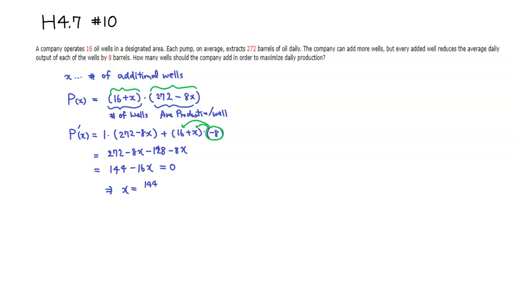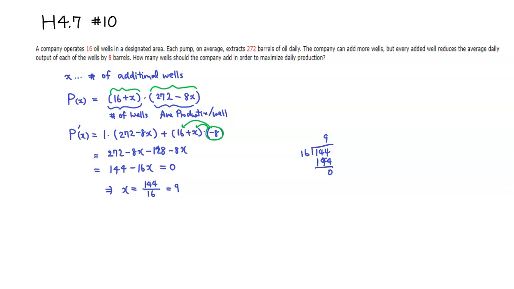144 over 16. So what's that? Is it a nice number? 144 divided by 16, is that 9? 16 times 9 is 144. Yeah, it is. So this is going to be equal to 9.